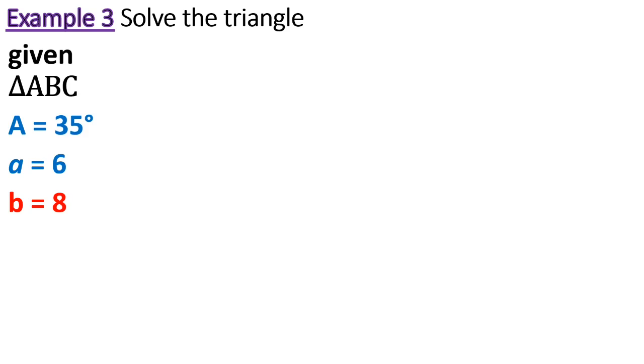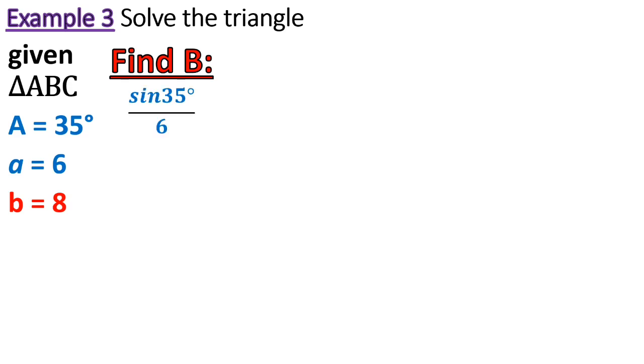Example 3. We are given a side and a corresponding angle, angle A and side A. We will solve for angle B because we know side B. Setting up the law of sines, we have the sine of angle A over side A, which is the sine of angle B over side B. To get sine of B alone, we will cross multiply and divide.